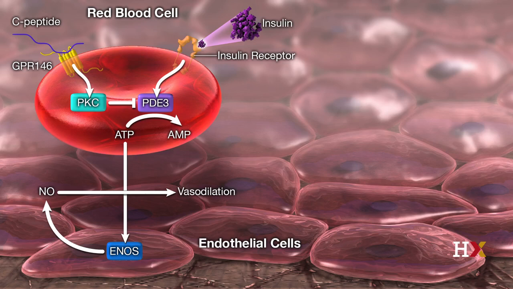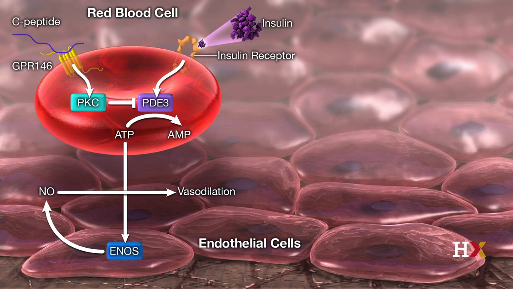Red blood cells have an enzyme called PDE3 that converts ATP into AMP. When PDE3 is inactivated, excess ATP is released by red blood cells and triggers in endothelial cells the activation of eNOS, an enzyme responsible for the production of nitric oxide. The release of nitric oxide results in vasodilation.